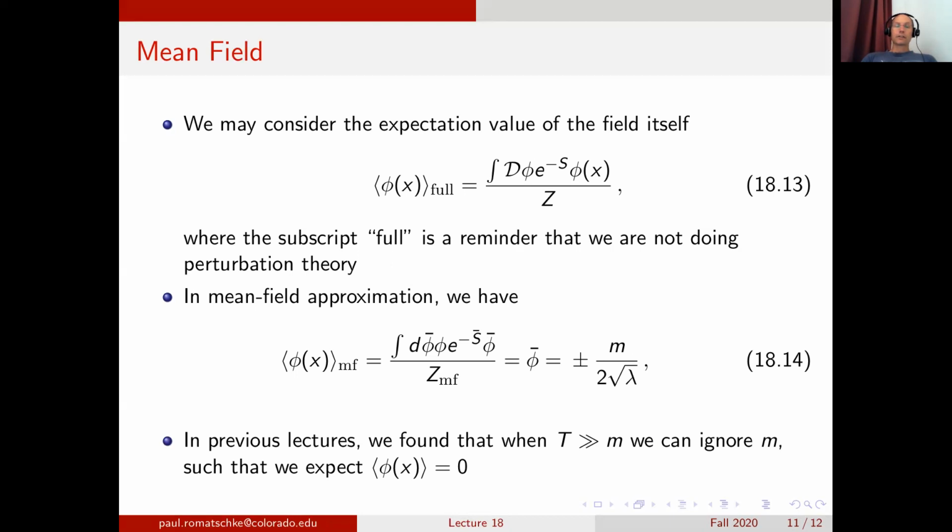In previous lectures, recall that we found that when we have a very high temperature, we can ignore the mass scale. So since the expectation value of the field is proportional to the mass scale, we expect that at very high temperatures, we can actually ignore the mass. So we can set the mass to 0, if you will. So we expect that at very high temperature, the expectation value of the field is just 0.